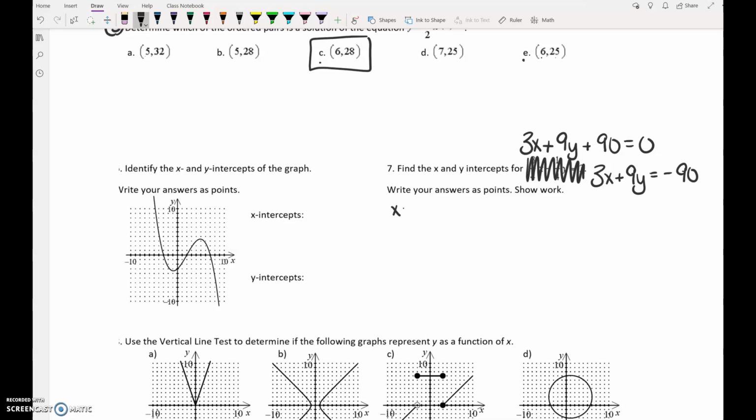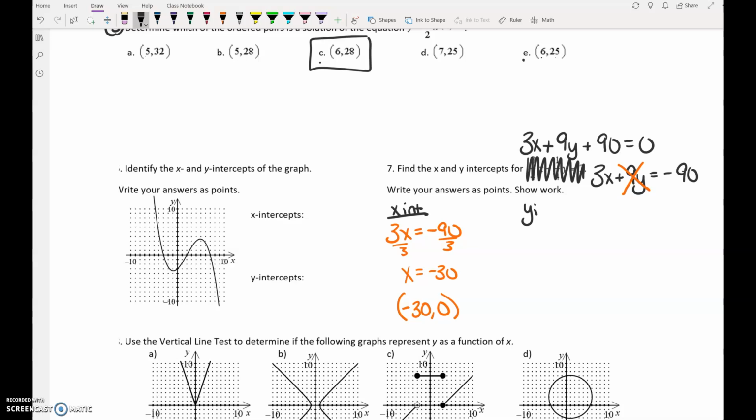To find your x-intercept, you are plugging 0 into the other letter. So if I plug 0 into y, 9 times 0 is 0, so that would make that term go away, and we would just have 3x equals negative 90. And we could finish solving that and get x equals negative 30. So the x-intercept, your x value is negative 30, we plugged 0 into the y.